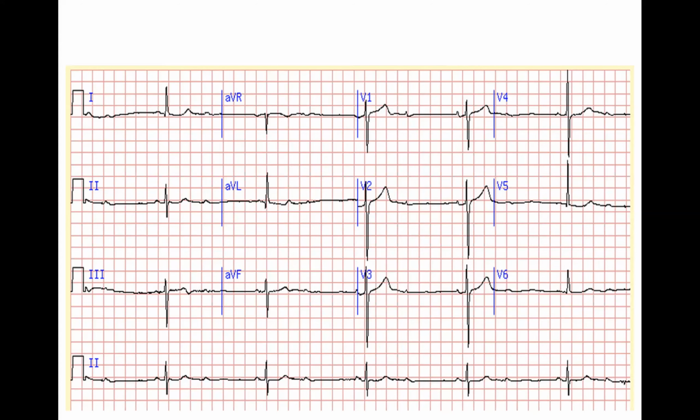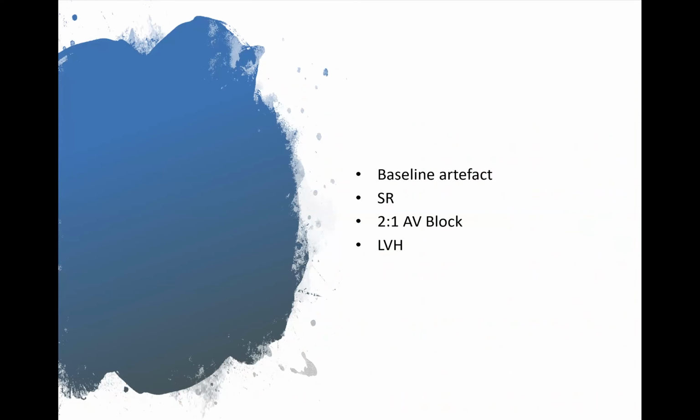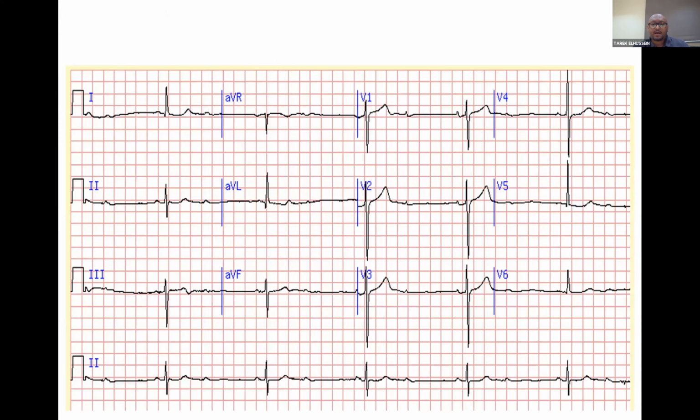But the QRS complex is narrow. You can't say there is atrial tachycardia or 2 to 1 block because they are 2 different entities. Atrial tachycardia is a non-sinus rhythm, so you don't get a sinus wave. This is clearly a sinus, 2 to 1 block.